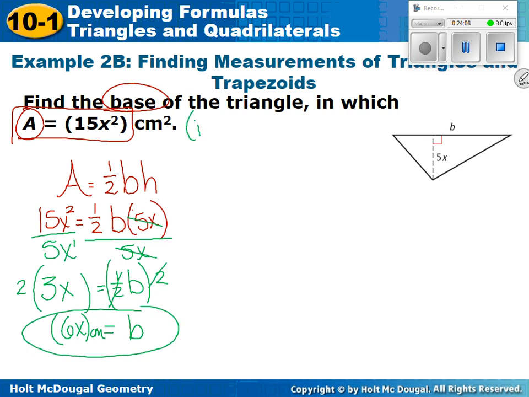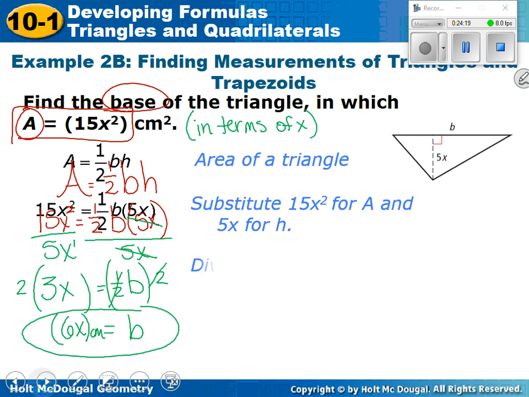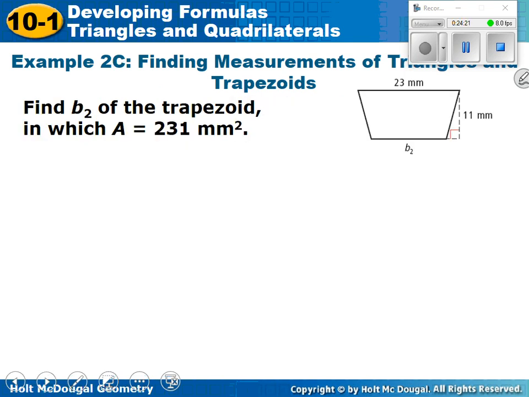Again, on the test, I would have in terms of x, just so you know you can have an x in your answer. Questions? Okay. Go ahead and try this one on your own, and then we'll check it.